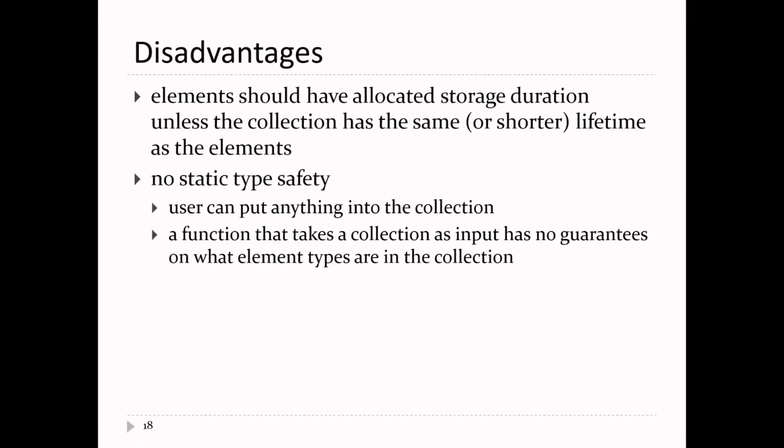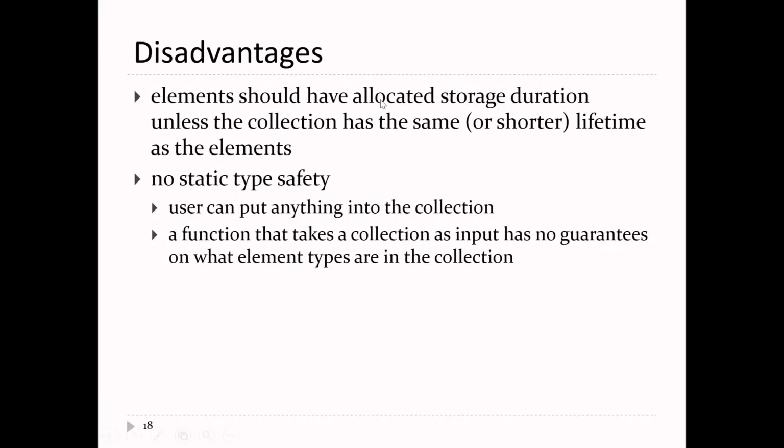Okay, so there is a disadvantage to using pointers to void for implementing a generic data structure. There are actually two big disadvantages. Disadvantage number one is that the elements now are, as far as the stack's concerned, represented as pointers to the elements, pointers to some values. And so that means your elements should have allocated storage duration. In other words, they should be dynamically allocated, or have static storage duration.